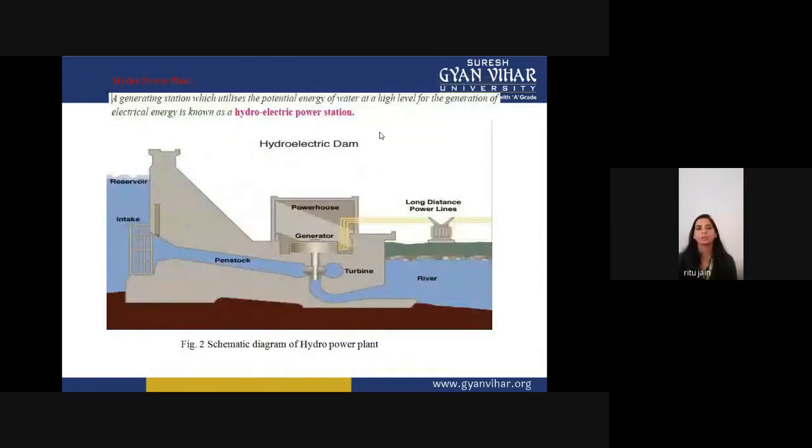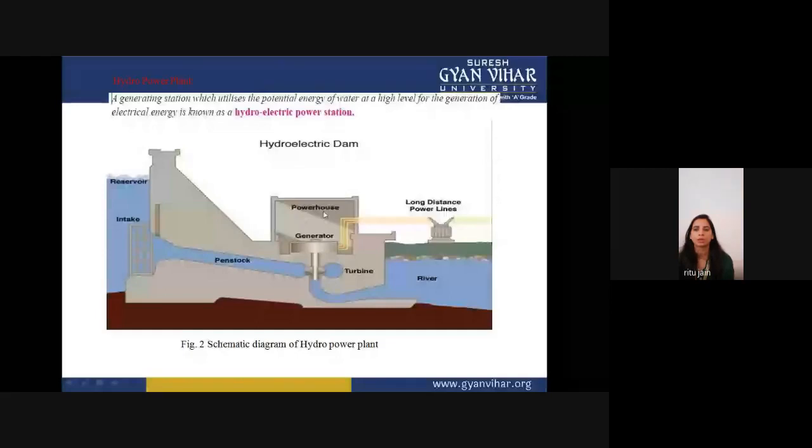Now let's come to the next plant, that is your hydropower plant. So what is a hydropower plant? In a hydropower plant, we use water to generate electricity. A generating station which utilizes the potential energy of water at a higher level for the generation of electrical energy is known as a hydroelectric power station.